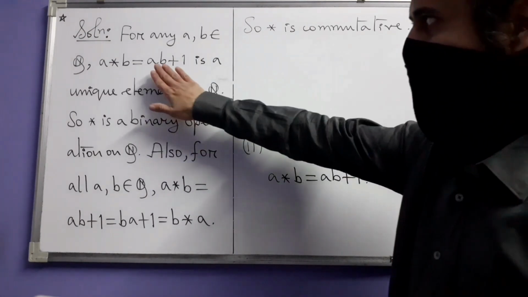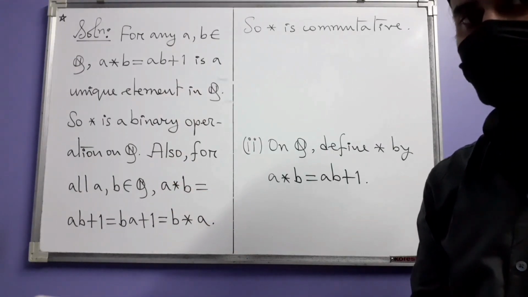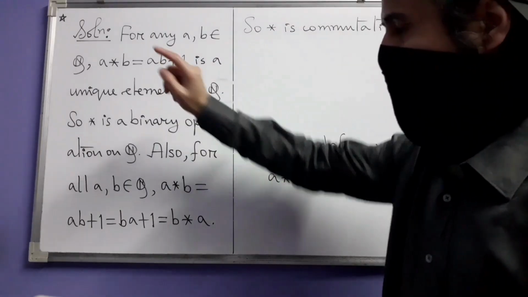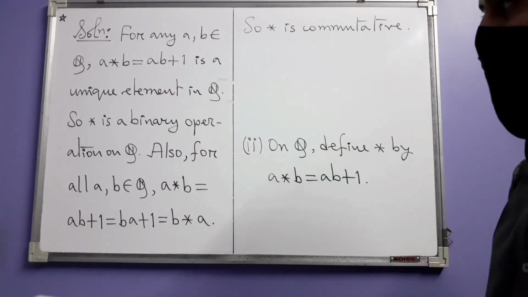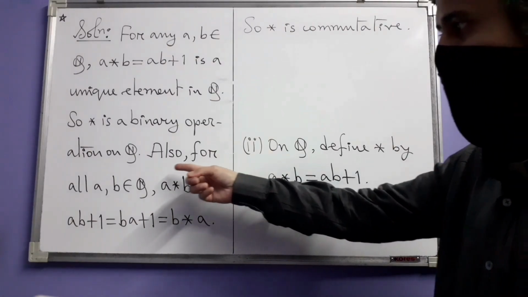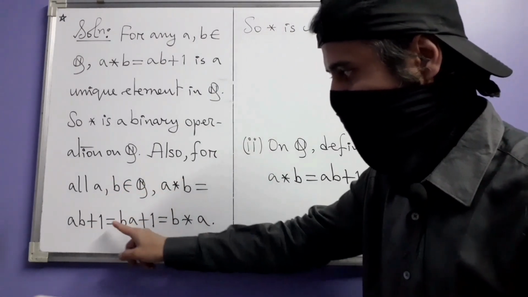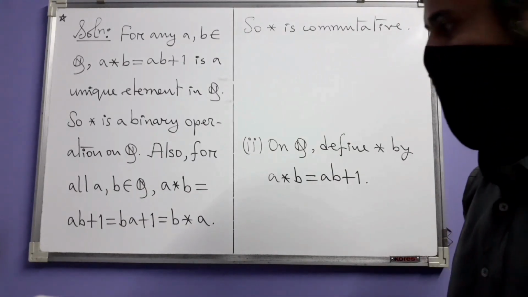Moreover, just by looking at this formula for star, you also note almost immediately that it's commutative as well, because ordinary multiplication is involved, which is commutative. That's why. And you can write that like this. For any a and b in Q, a star b is ab plus 1, but ab is ba because ordinary multiplication is commutative.